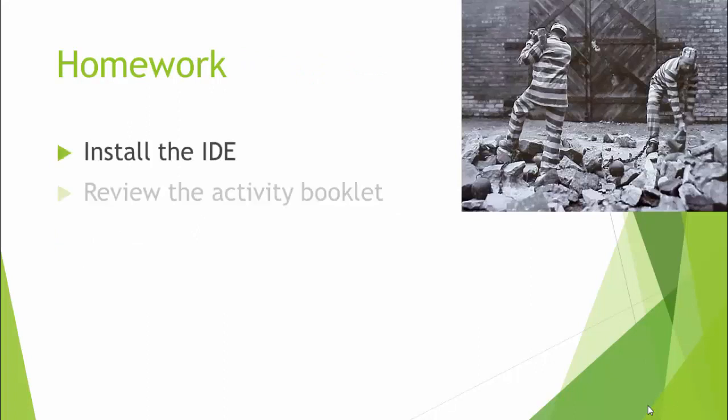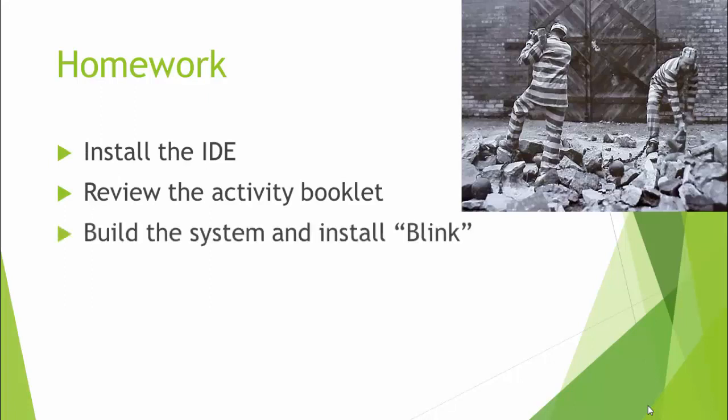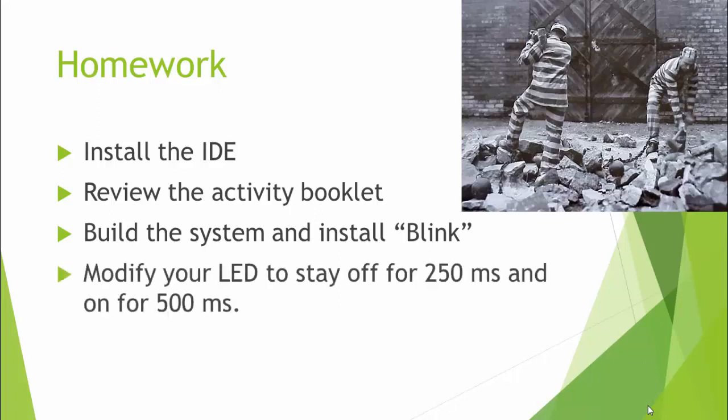So for your homework today, please install the IDE if you're going to be using that. Review the activity booklet, and then go ahead and build the system and install the simple blink circuit. Once you've done that, you can go ahead and modify the code so that your LED will stay off for 250 milliseconds, a quarter of a second, and on for 500 milliseconds, half a second. And once you've done that, you're done for the day.